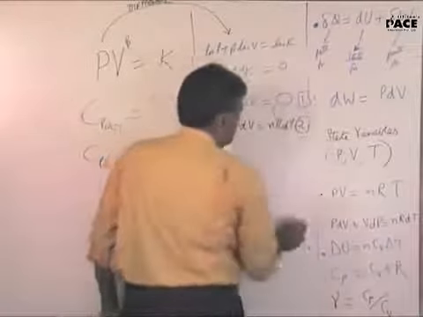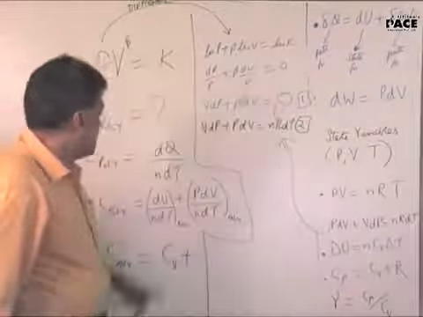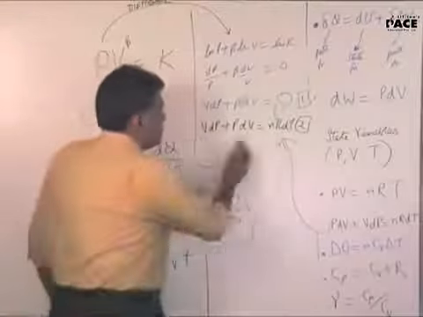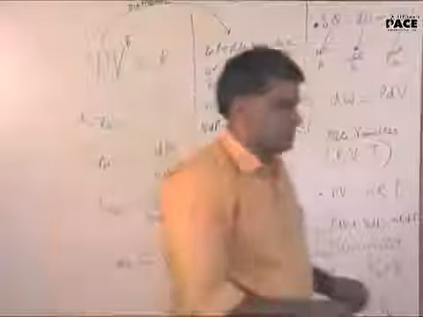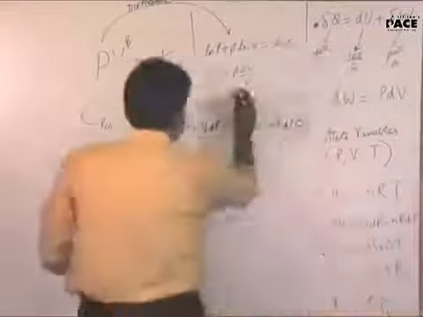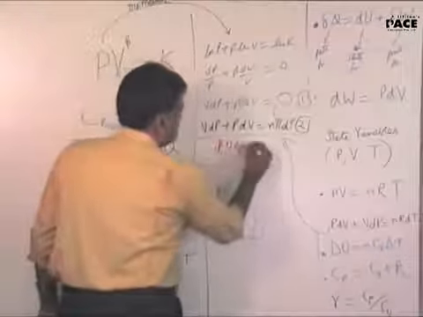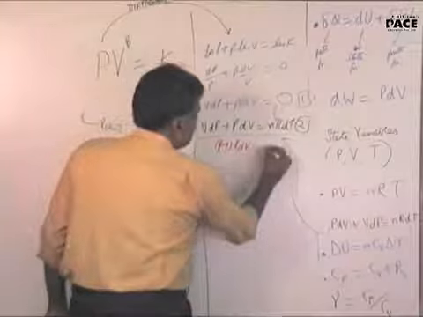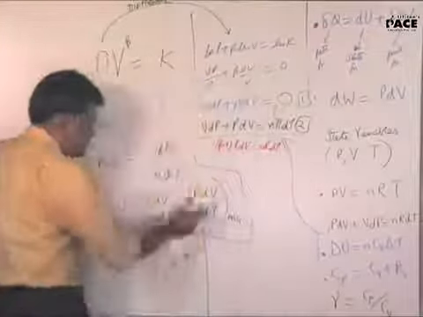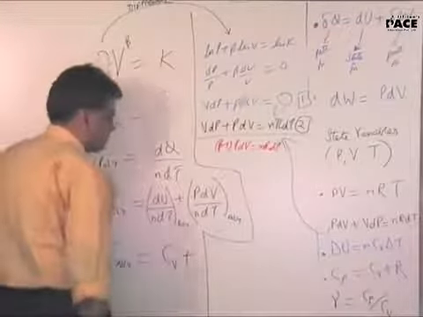Equation number 2 from here. I want the value of PdV. Subtract the two equations, what do you get? You get (beta minus 1) PdV equals nR dT. Well, that's it. This value becomes what?